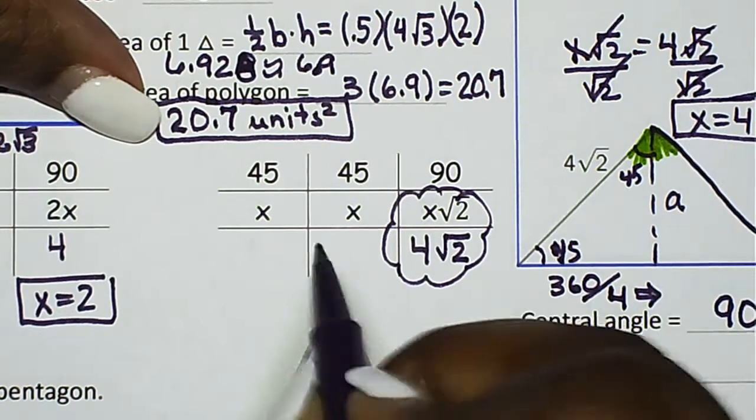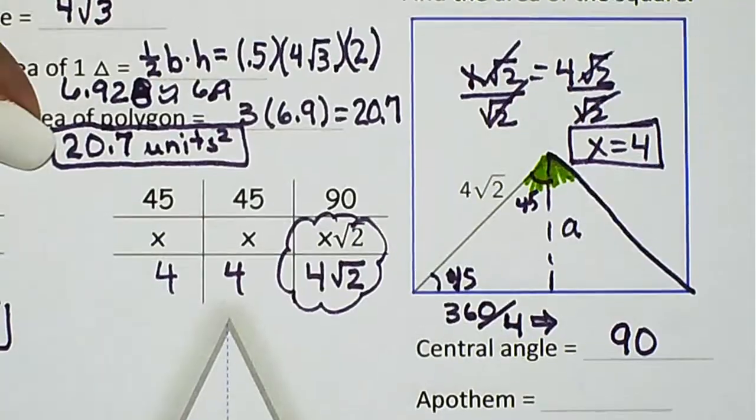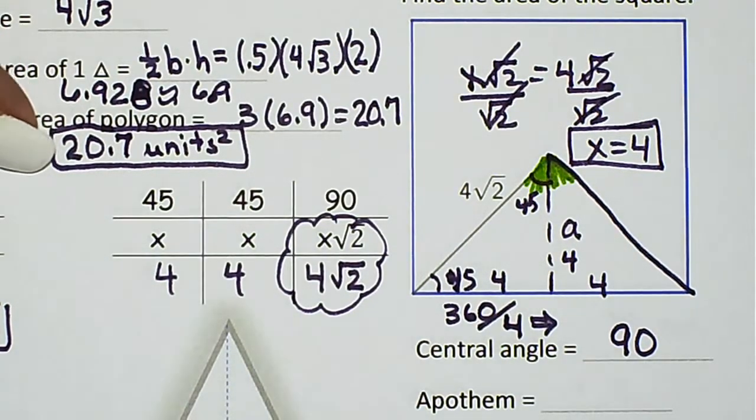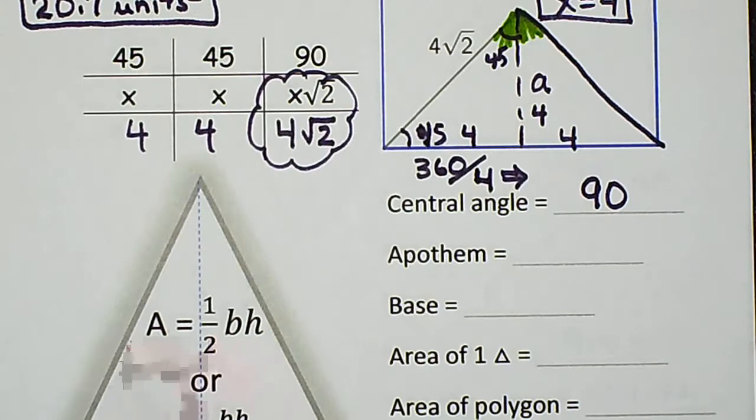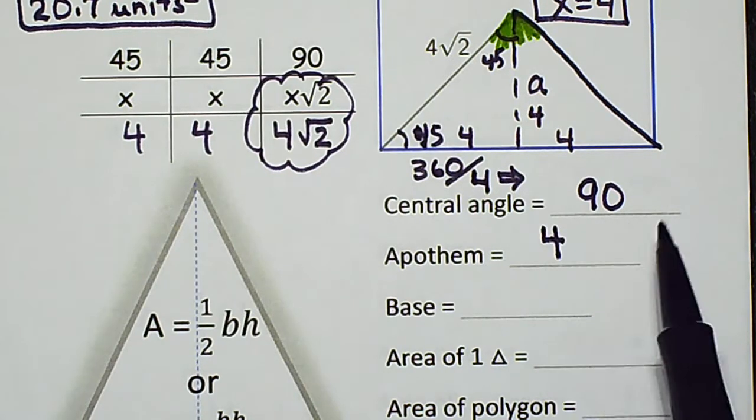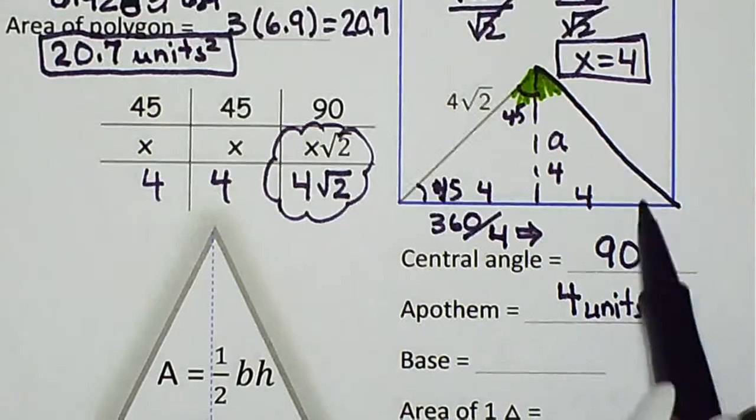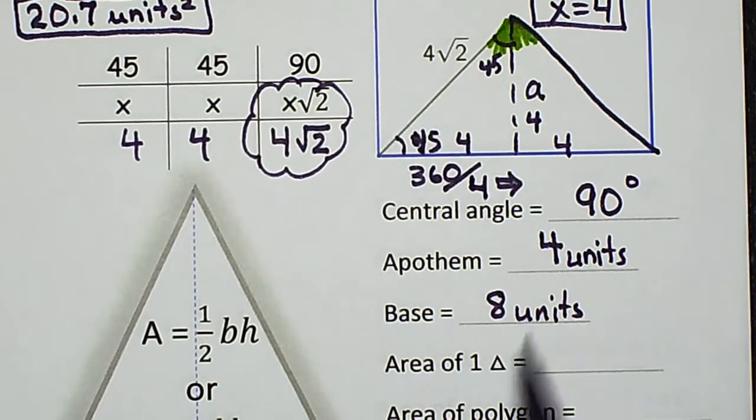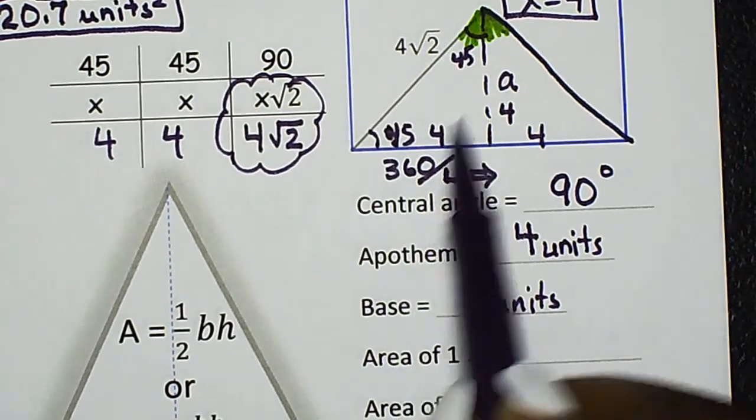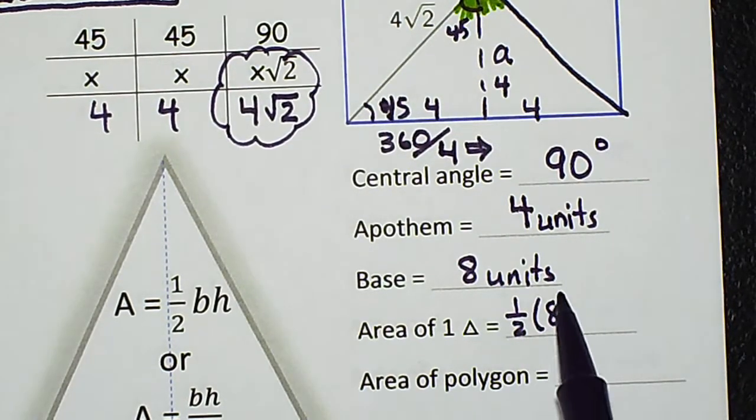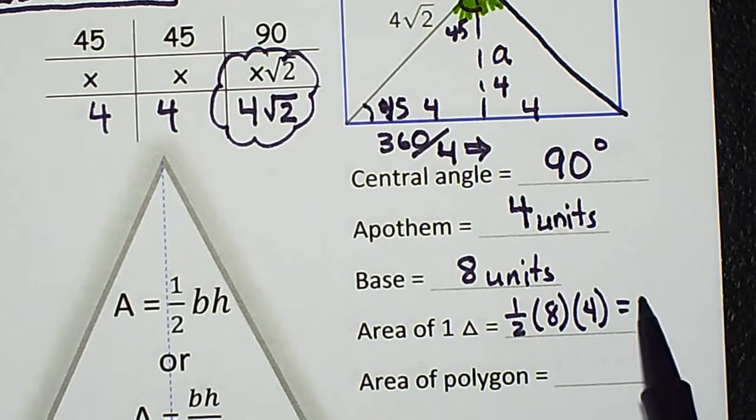Since x is 4, that means this side is 4, and this side is 4, and this whole side is 8. So the apothem value, which is this length going down to this side, is 4 units. The center angle is 90 degrees. The base is 8 units. The area of one triangle is 1/2 the base times the height. So it's going to be 1/2 times the base, which is 8, times 4. So that comes out to be 16.